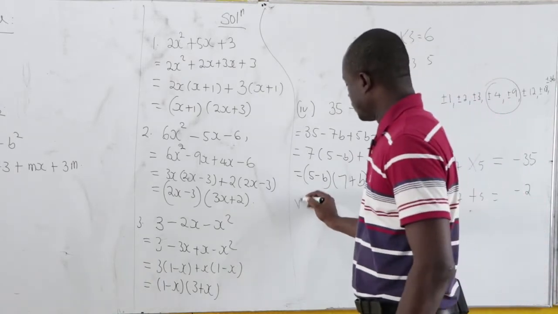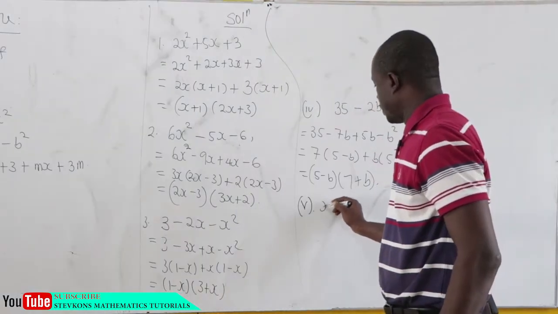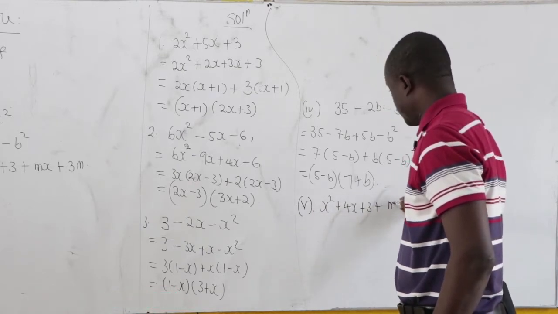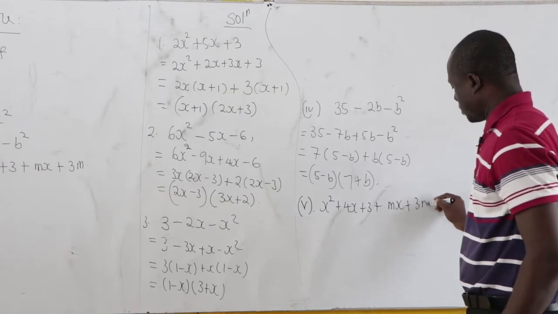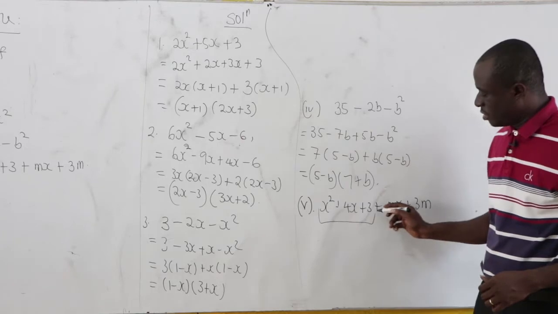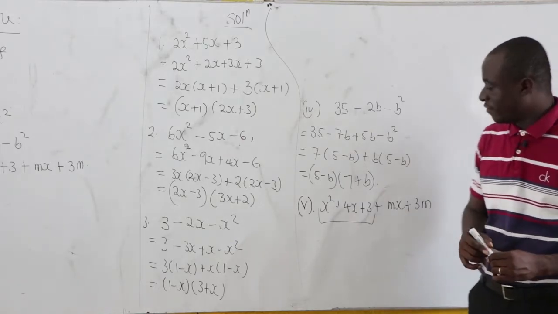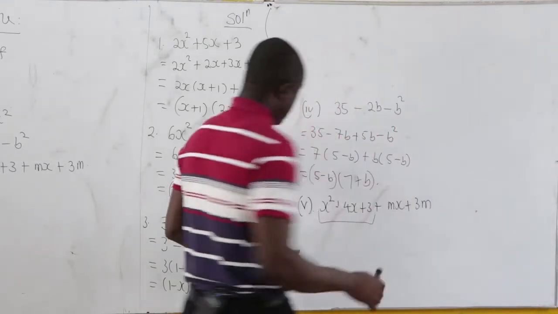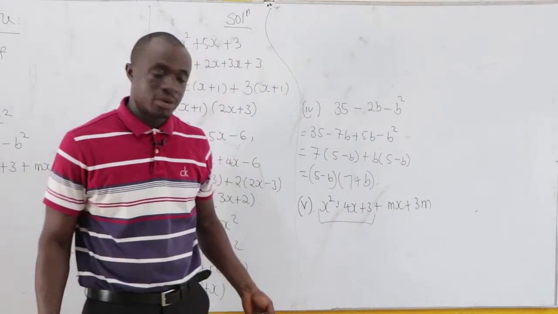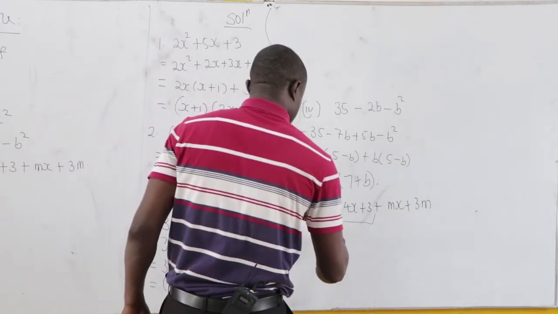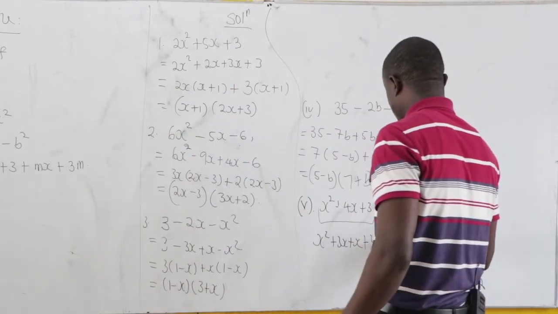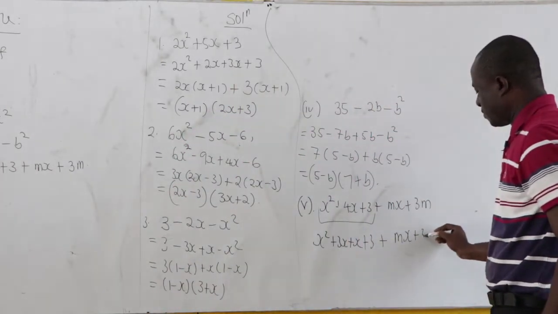Now let's see the fifth one. So we have x squared plus 4x plus 3 plus mx plus 3m. Now from here all the way to here, that is a quadratic expression in one variable. So here, two numbers when you multiply, you get 3, and when you add, you get 4. That will be 3 and 1. So that will be x squared plus 3x plus x plus 3. We have our m, x plus 3m.